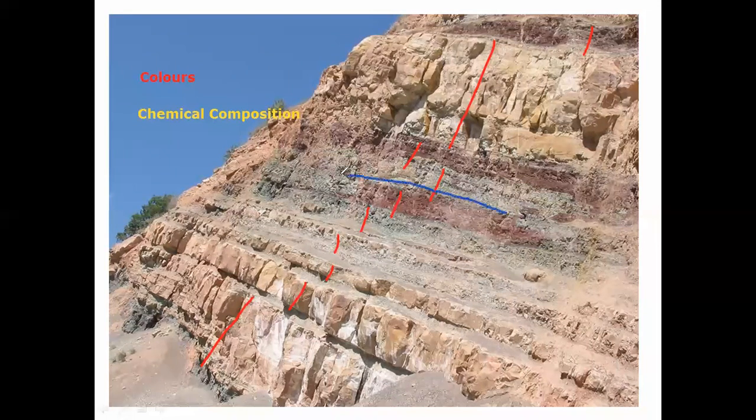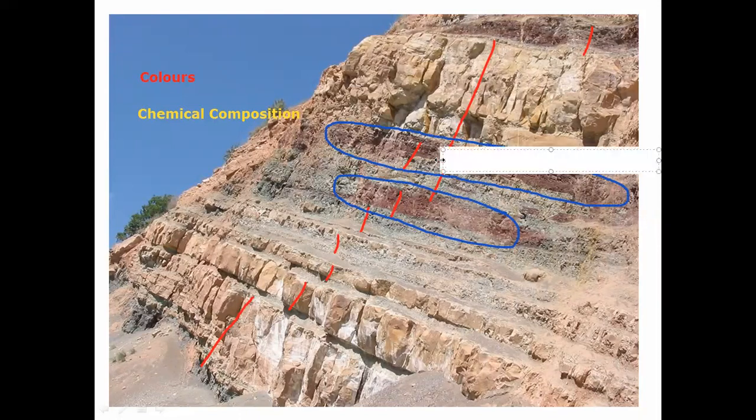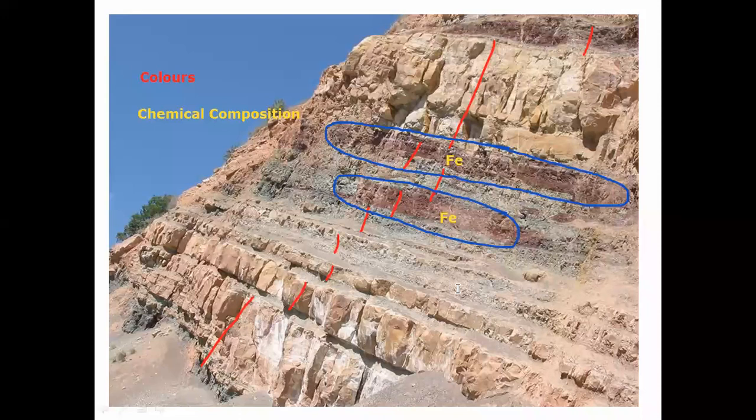Now these layers which I have marked in blue color show a reddish brown color. Now why do they show reddish brown color? Because in these layers the rock contains iron content. Iron content is maximum, that's why these layers show the reddish brown color. Now the different layers that you see here are visible because the color combination of each layer is different. Now these colors depend on their chemical composition.